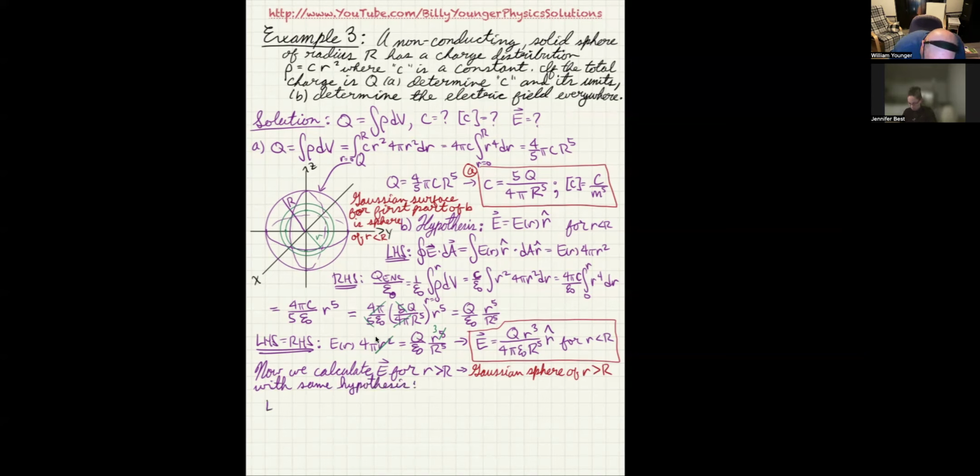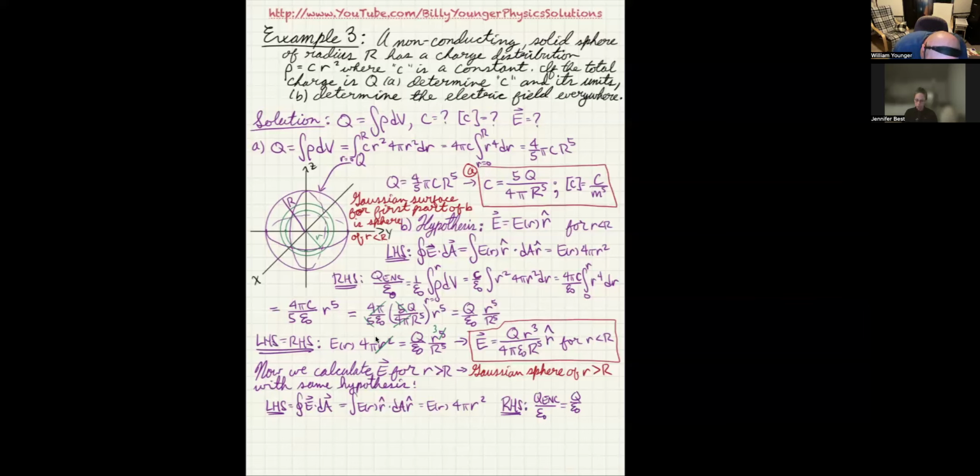So we get left-hand side, closed integral E dot dA is equal to the integral E of r hat dot dA r hat, which equals E of r times 4 pi r squared. We have right-hand side, which is Q enclosed over epsilon naught. And of course, we're at a Gaussian surface that's bigger than R, so all the total charge is enclosed, so it's just Q over epsilon naught.